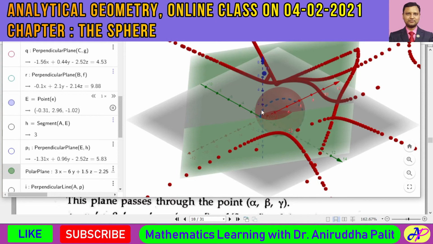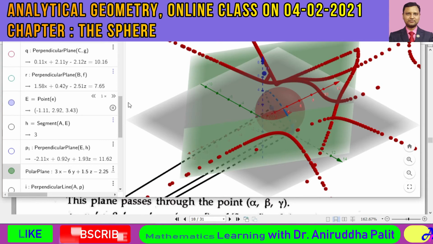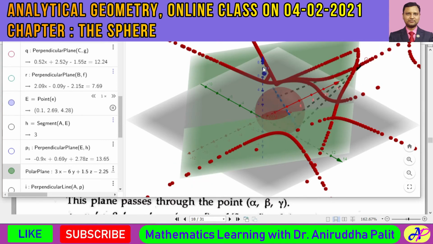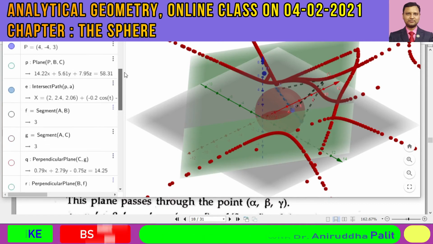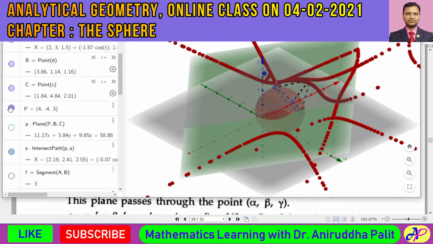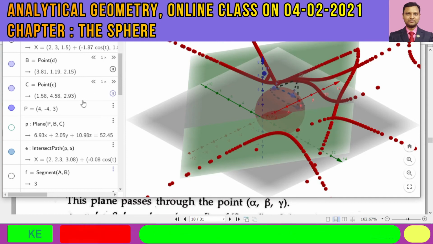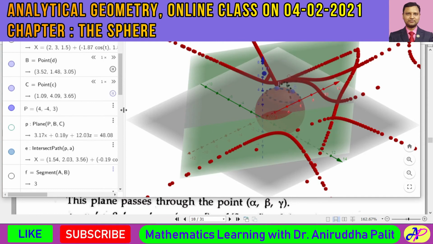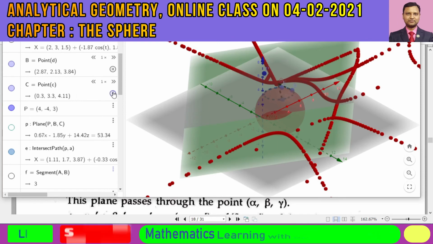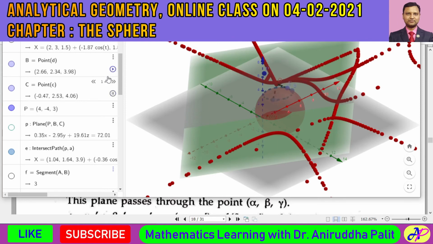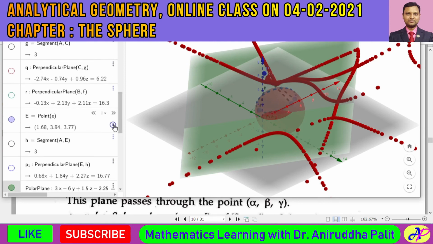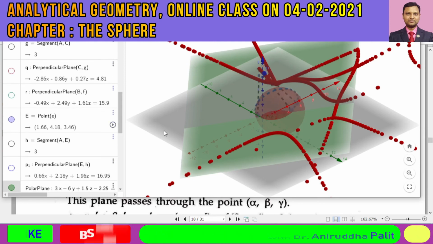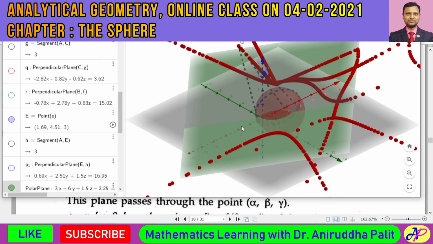The point P is called the pole of this plane. So this is the difference. This blue point is the point P. This is called the pole of this polar plane. And in this way we will be able to show you that the point Q always lies on a plane, and this plane is called the polar plane.